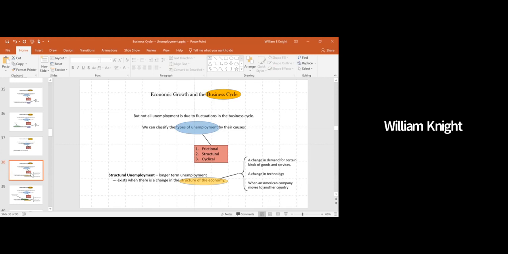Structural unemployment exists when there is a change in the structure of the economy. Structural unemployment tends to be longer term because oftentimes the unemployed person needs to retrain themselves in order to take advantage of some job. Now, with frictional, that wasn't necessarily the case, but with structural, they may have to go out and get some training.